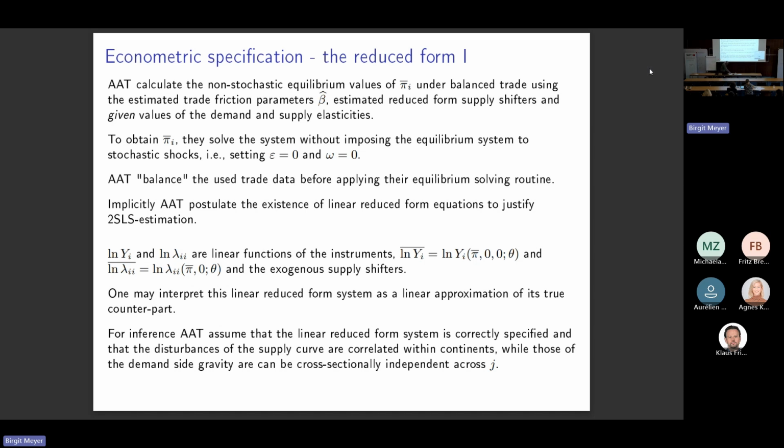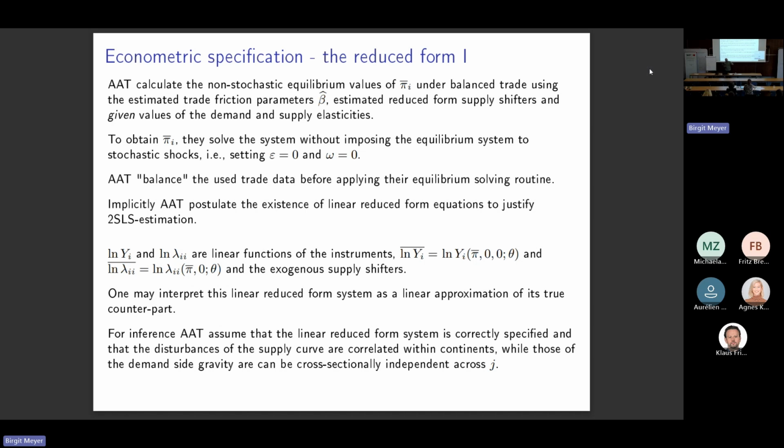They check the non-stochastic equilibrium. They calculate the p-bar. Under the assumptions, they have observed the trade friction parameters beta, so they know the demand curve. They have the betas. And they solve the system for epsilon and omega equal to 0. Then they have these p-bars, and this is the instrument, which they call the G instrument, the general equilibrium instrument.